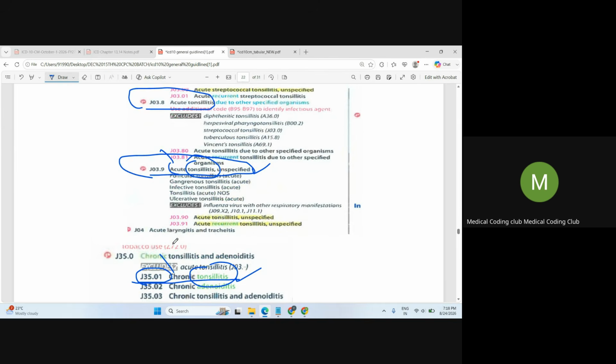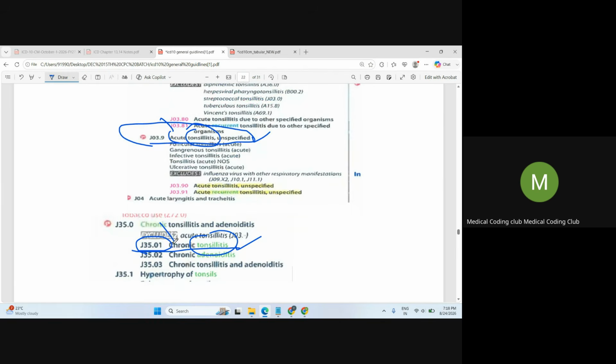You can code J03.9 also. You can code J35.01 also. Both of them should be coded. But the sequencing is very important. Sequencing is, you should prioritize the acute condition as the primary diagnosis and the chronic condition as the secondary diagnosis.